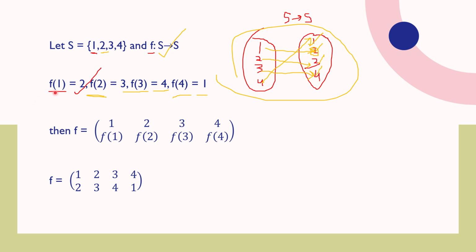So the image of 1, this 1 over here in this set, is f of 1.